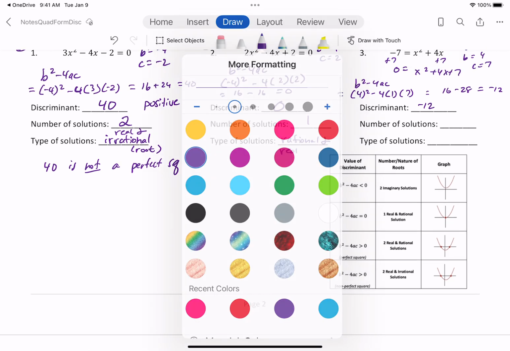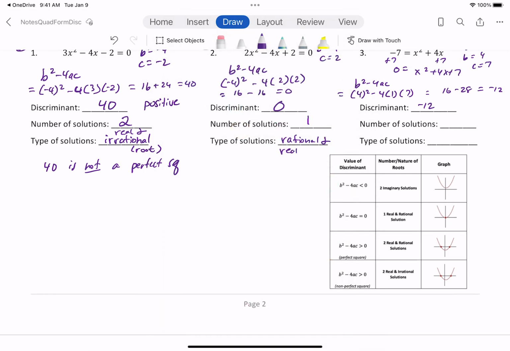So this one, we got a negative number underneath. We're still going to get 2 solutions. If the number is negative, we don't have to differentiate between rational and irrational. We're just going to say that there are 2 complex solutions.